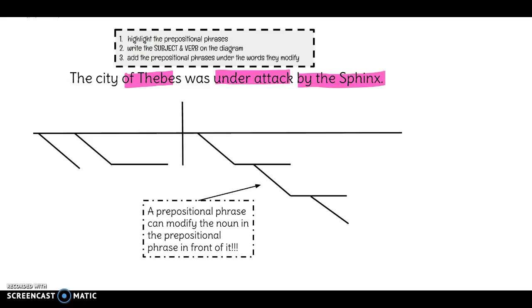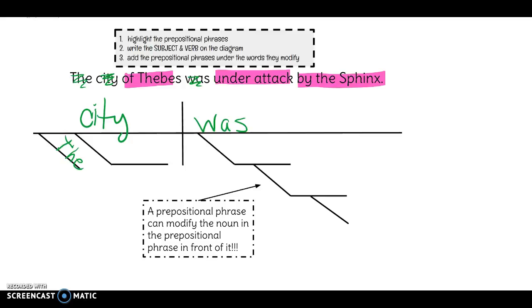I'm looking for the one word that tells me the subject, that is city. It is not capitalized because it's not the beginning of the sentence. I'm going to scribble it out. And then my verb is was. And then I've got a modifier here. We work left to right in our sentence. The is the first modifier. It's describing the city. That's a capital T.